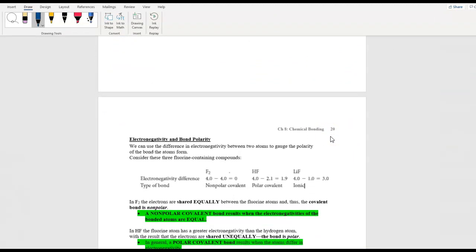So how do we use this? Electronegativity and bond polarity. We can use the difference in electronegativity between two atoms to gauge the polarity of the bond. So what you do is you take the difference. You take whoever element X is and whoever Y is, and you look up their electronegativity values, and whatever his number is minus whatever his number is. So you're taking the difference between the values. And whatever that final answer is, it's going to mean something.